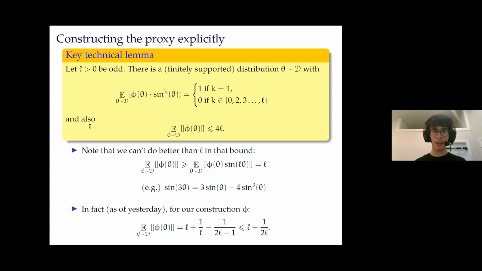And actually, for our construction, I checked more carefully what the exact L1 norm is, and it matches the L up to an additive factor of 1 over L. In our original paper we only had a 4L, but if you look more carefully, I did the computation and you get this almost tight result, which is nice in and of itself, though it doesn't really matter for the rest of the proof.